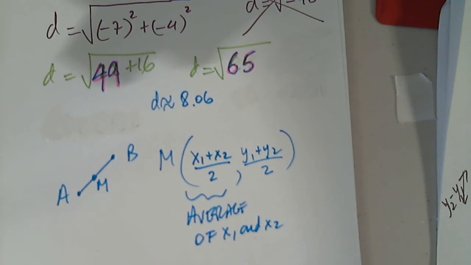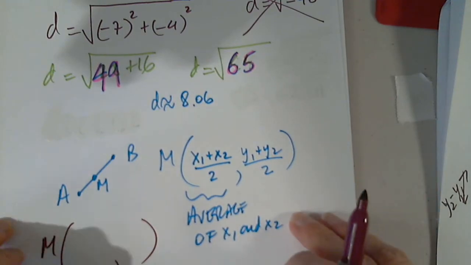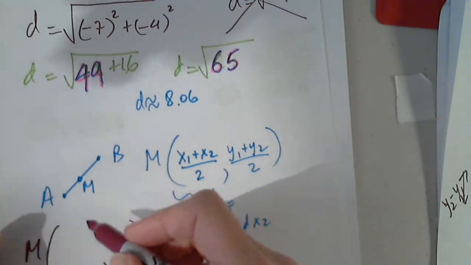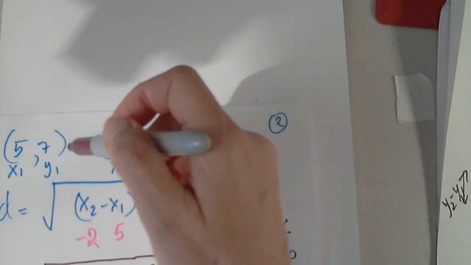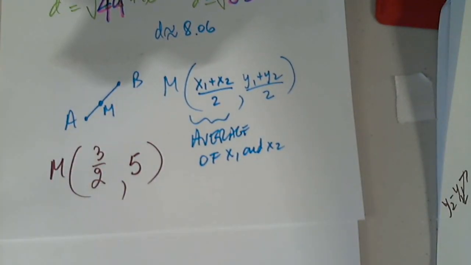So coming back to our example, I'm going to determine the midpoint. 5 minus 2 is 3, so it's 3 halves. And 7 plus 3 is 10 divided by 2 is 5. So these are the coordinates of the midpoint. And this was our second item on the agenda for finishing up chapter 2. One more, and we can start chapter 3.